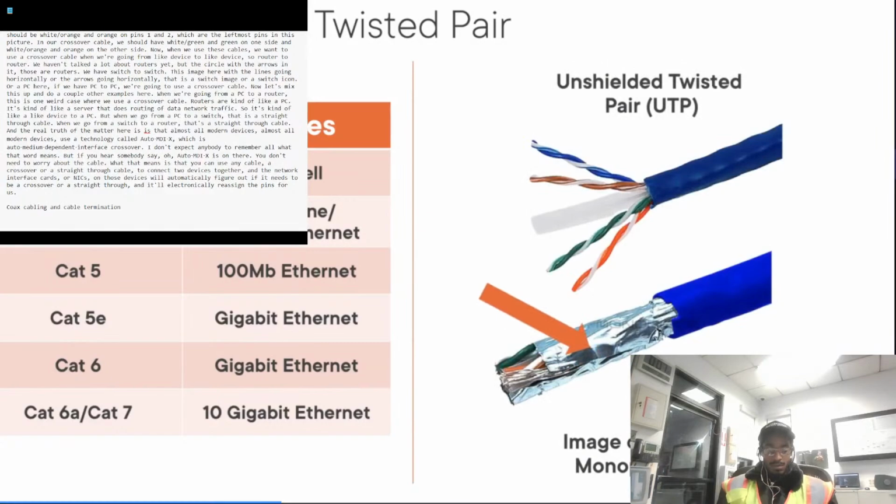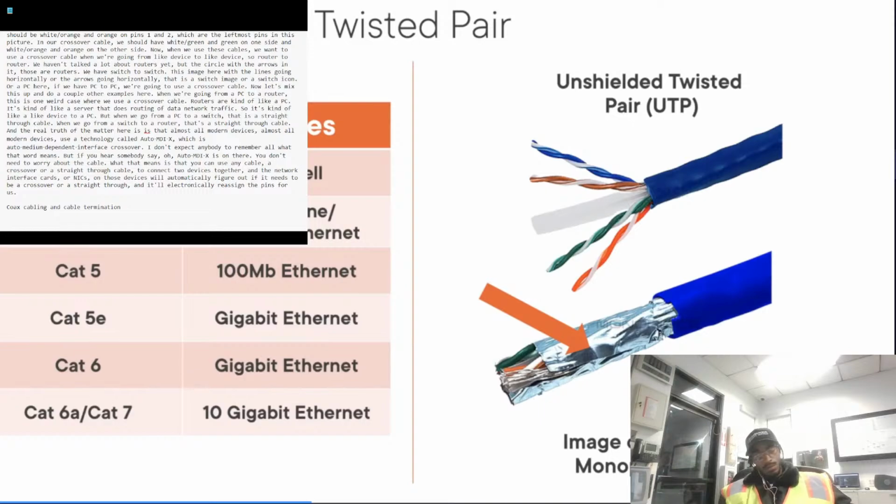Now, there's another thing we can add to each of these categories of cables, and that is shielding. So up on the top image there, we see unshielded twisted pair, or UTP. This is likely what you're going to see most often in the real world. We're going to just have a cable and you're going to cut it open in order to put an end on it or attach it to a patch panel, and there's going to be no metal shielding around it.